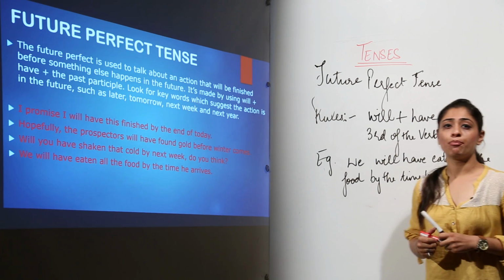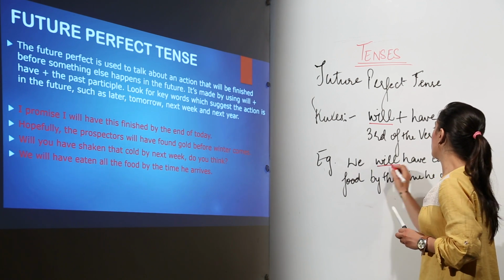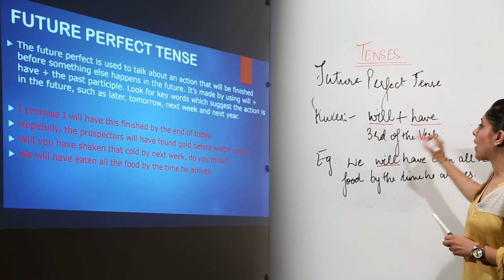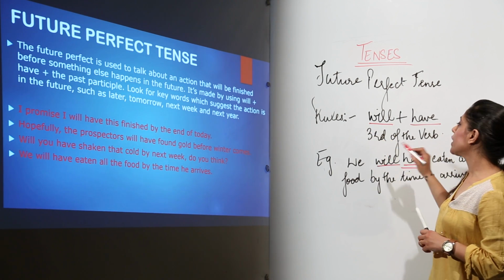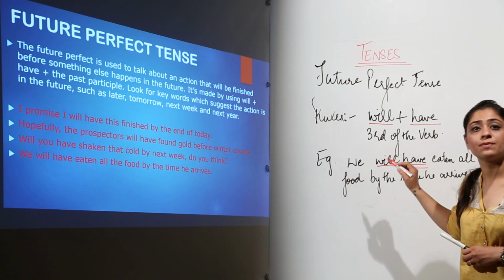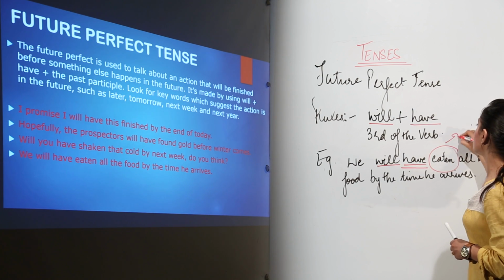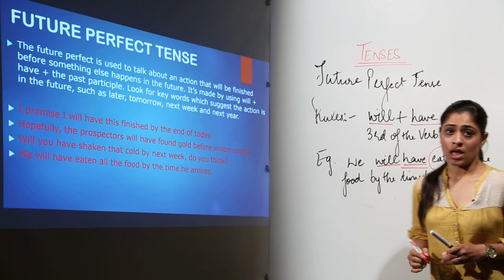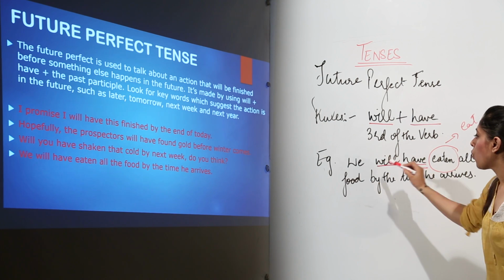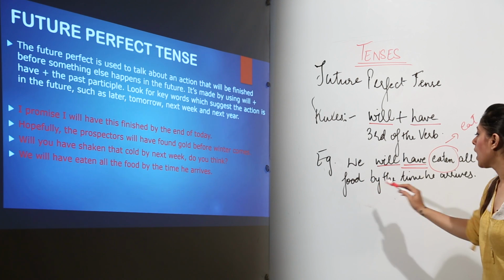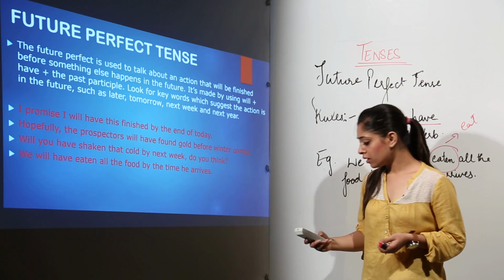Now let's see what are the implication of rules here. Will, we've already used will here, we will. We have to use have as well, will plus have, so have is being used. Now according to the rule implication, third form of the verb is being used in future perfect tense. So eaten is the word here, which is the third form of eat. So this sentence eventually becomes future perfect tense. We will have eaten all the food by the time he arrives. Moving on.